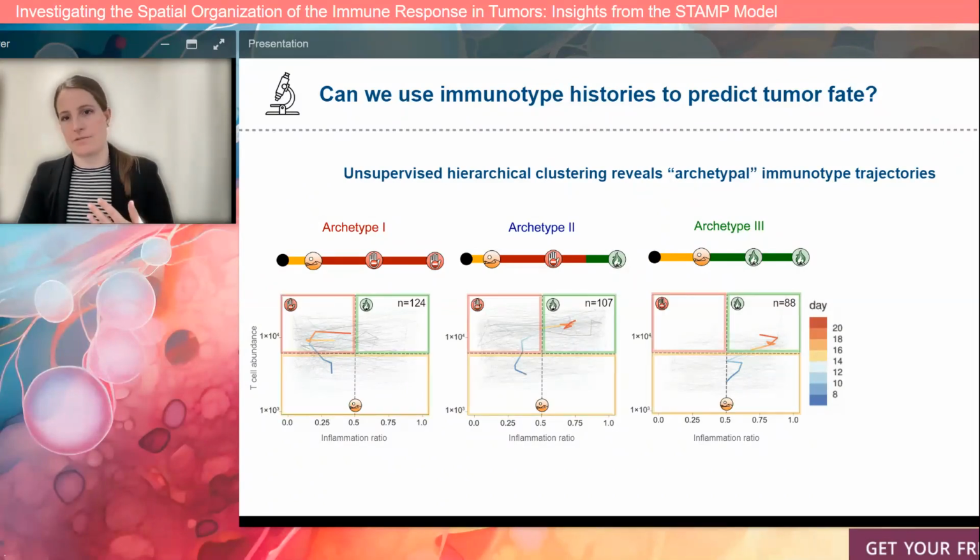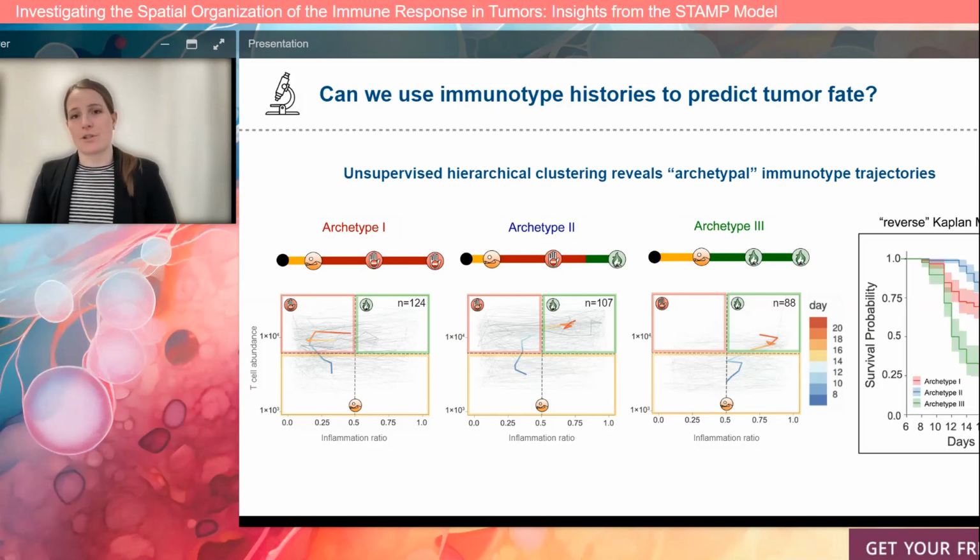And so I've shown here the different states, so you can see how archetype 1, 2, and 3 progress. And when we then looked at the survival of tumors based on this full life history, we saw that archetype 3 was the best predictor of tumor rejection. And in fact, the tumors that assumed this favorable trajectory were very highly rejected. Here, nearly 80% of tumors became rejected.